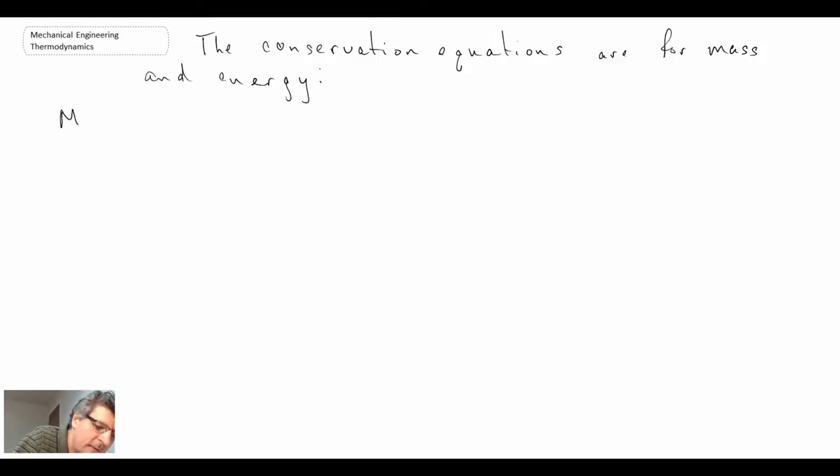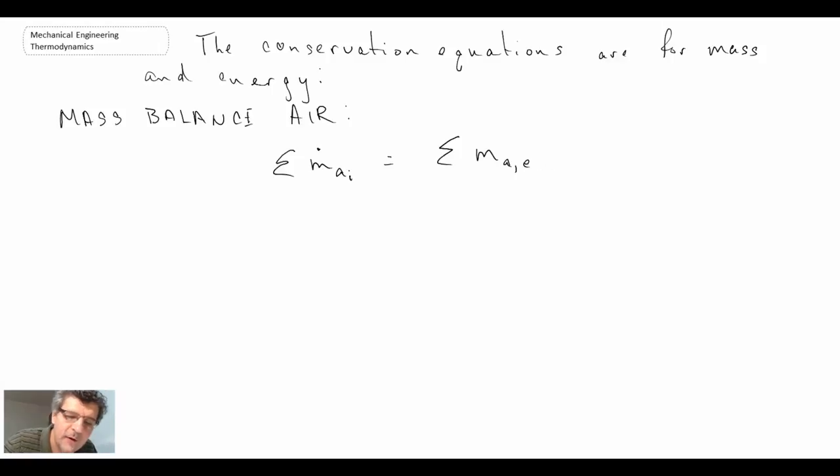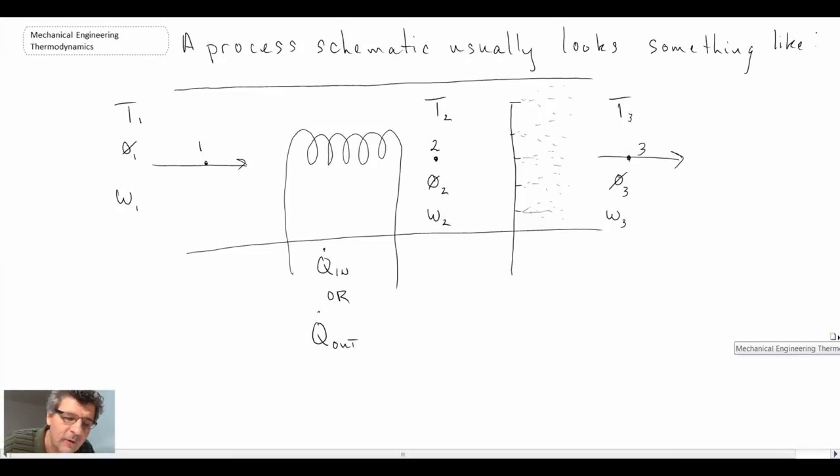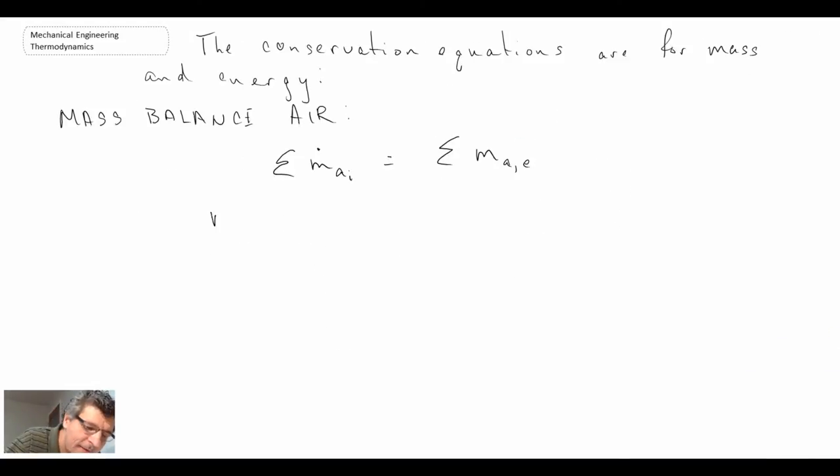For that, we'll look at the mass balance for air. Here you have quite simply the mass flow rate of air in is equal to the mass flow rate of air exiting. We use the subscripts i and e, i for inlet, e for exit. Looking at our schematic from a second ago, if we apply mass conservation of air to that schematic, we have the mass flow rate of air at 1 equals the mass flow rate of air at 2 equals the mass flow rate of air at 3. We're not adding or removing air at any point along the system, and so it's conserved.